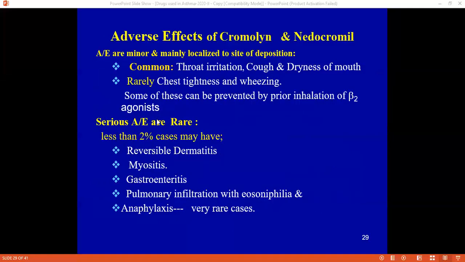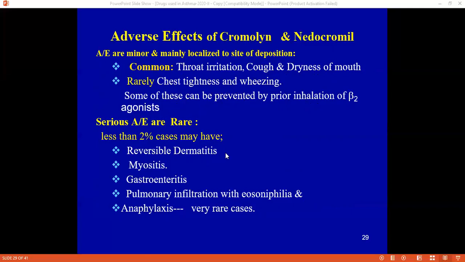There are few adverse effects. They are minor and localized at the site of deposition. The common ones are throat irritation, cough, and dryness of mouth. Sometimes rare chest tightening and wheezing may occur, and these can be prevented by prior inhalation of a beta-2 agonist. So first use the beta-2 agonist inhaler, and after that use this inhaler. Serious adverse effects are rare. Less than 2% of cases may have reversible dermatitis, myositis, gastroenteritis, pulmonary inflammation with eosinophilia, or anaphylaxis.